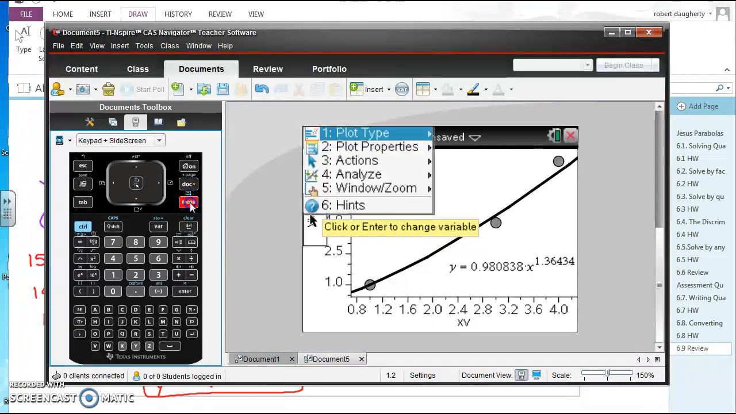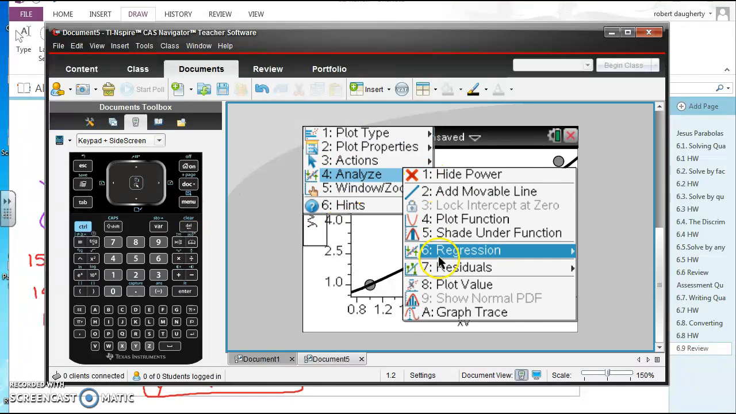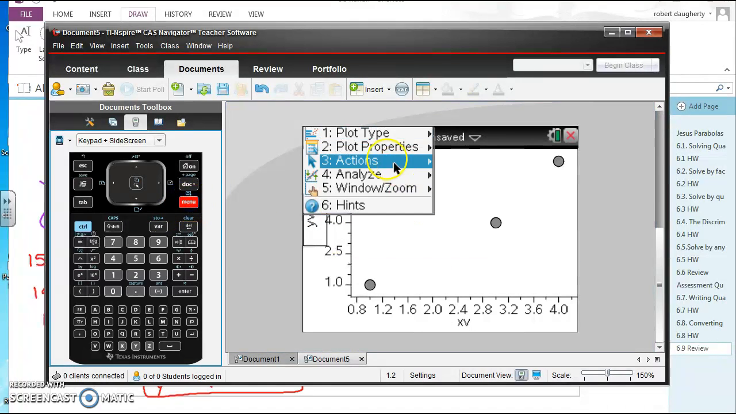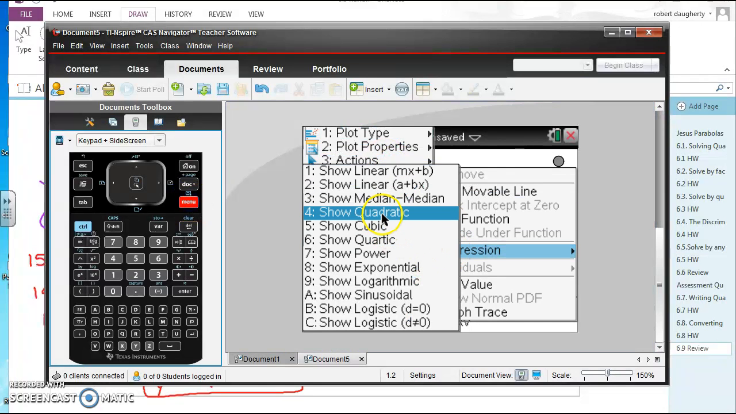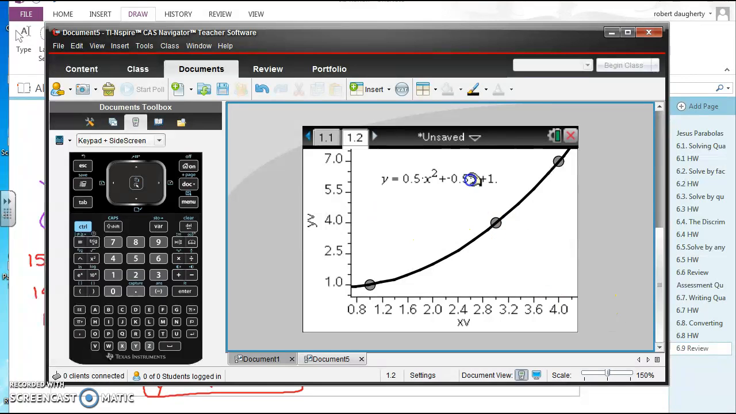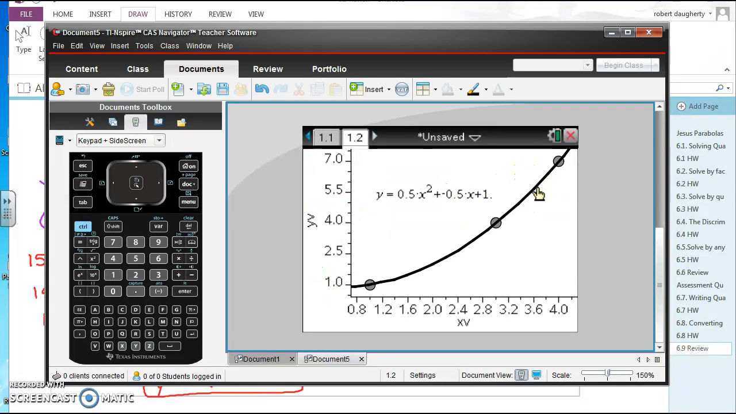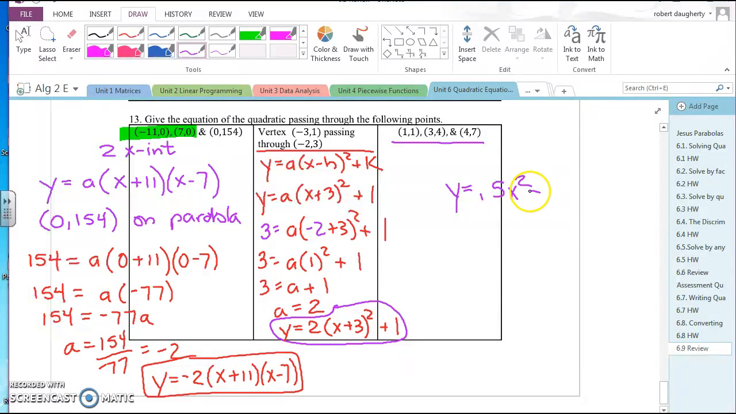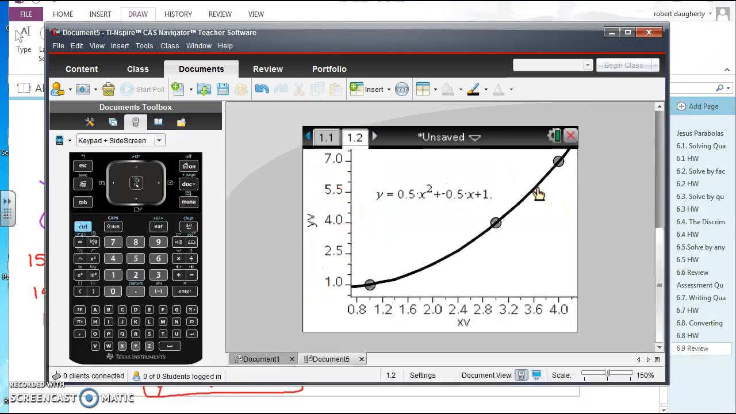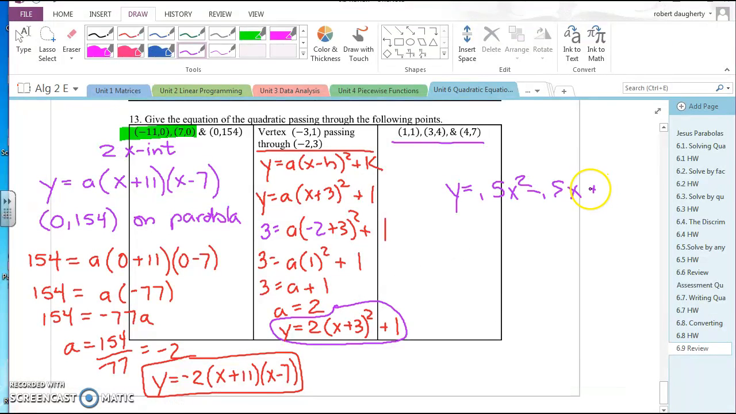Okay, I'm not sure what I just checked there. Let me back that up. I think I hit something real quick. Menu, analyze, regression, and it should be show quadratic. So the quadratic you see is right there. So my answer is 0.5x squared minus 0.5x plus 1. So the answer is y is equal to 0.5x squared minus 0.5. You got to be real careful with this calculator. Minus 0.5x, so minus 0.5x, and then plus 1.